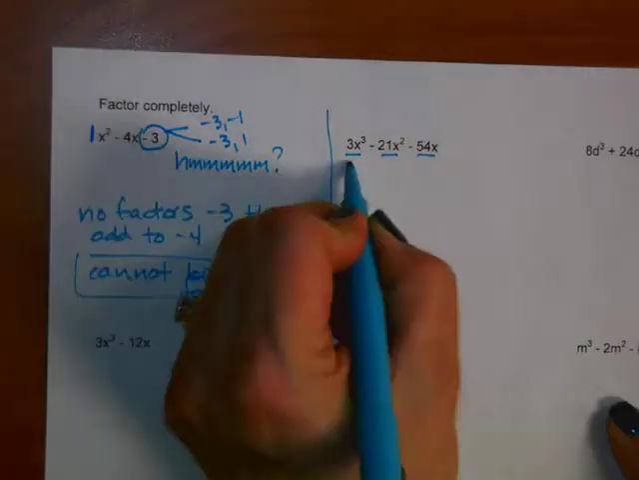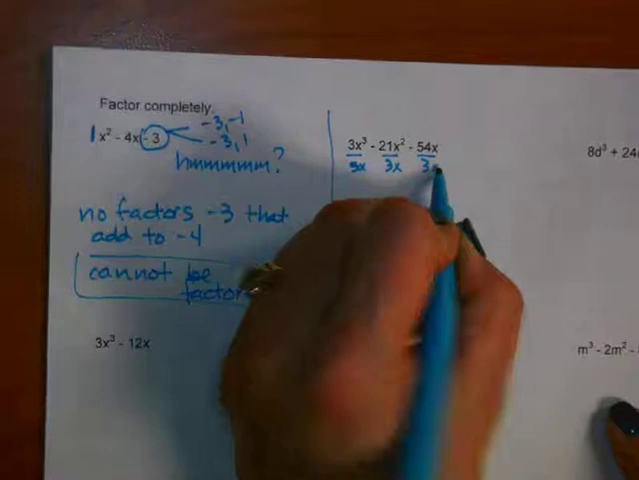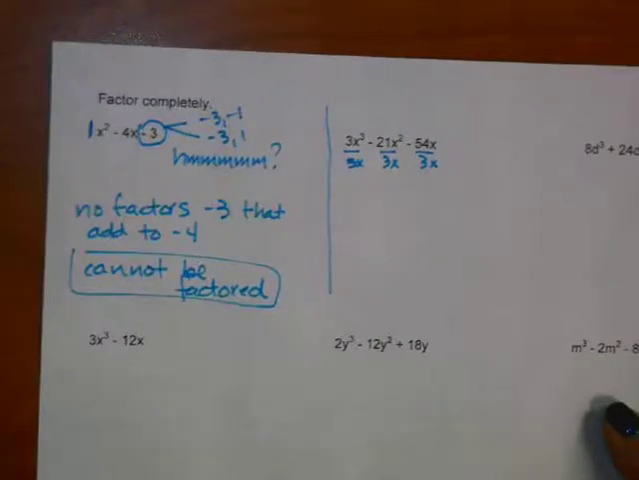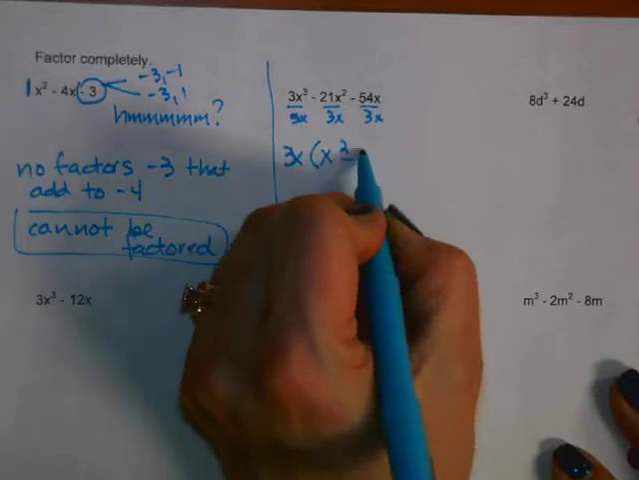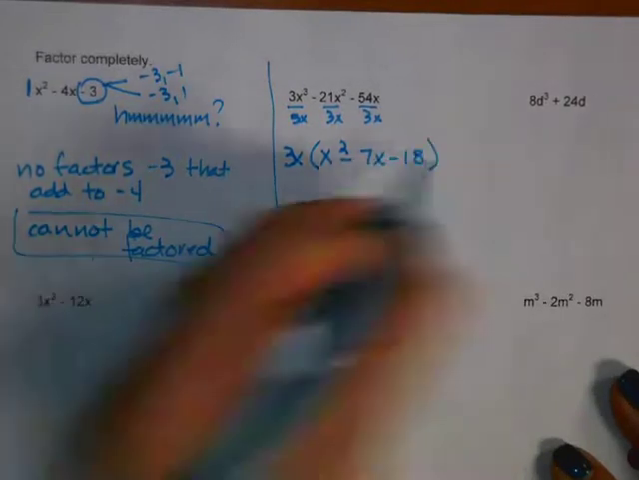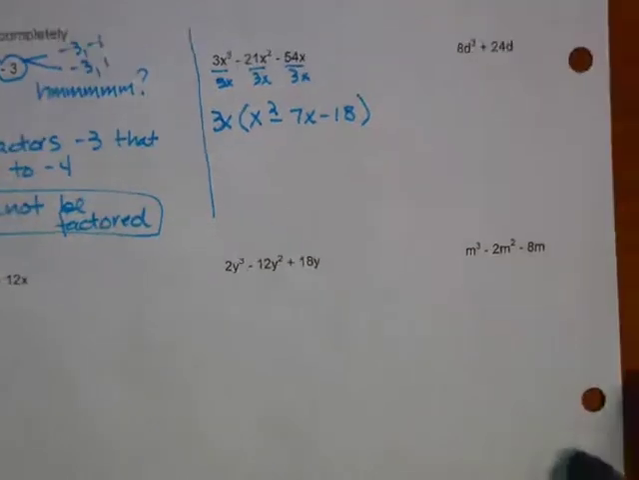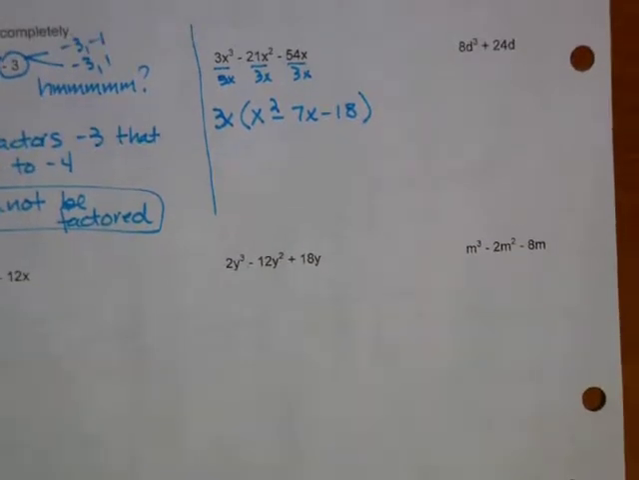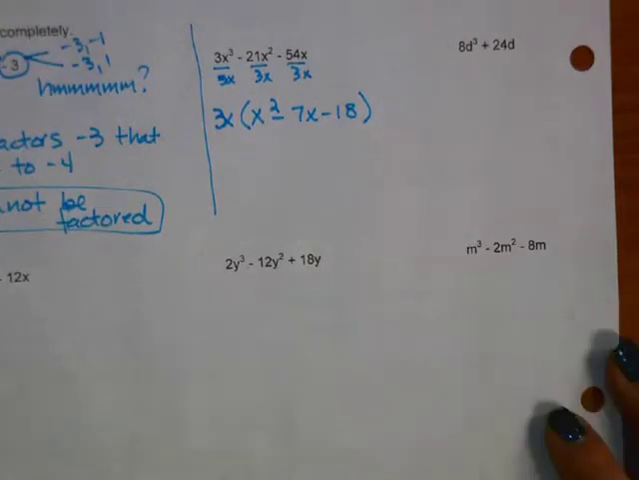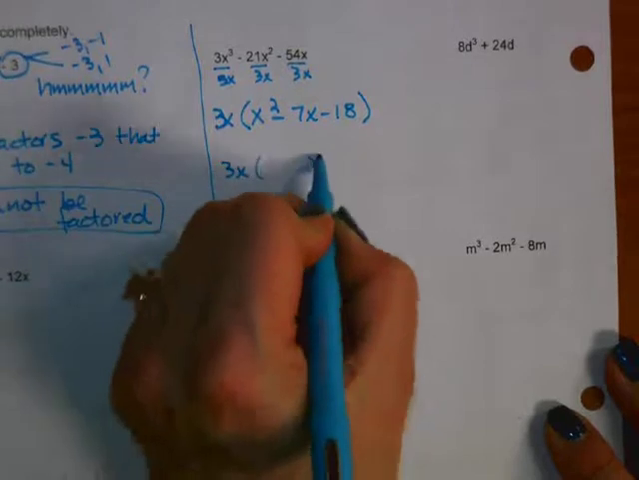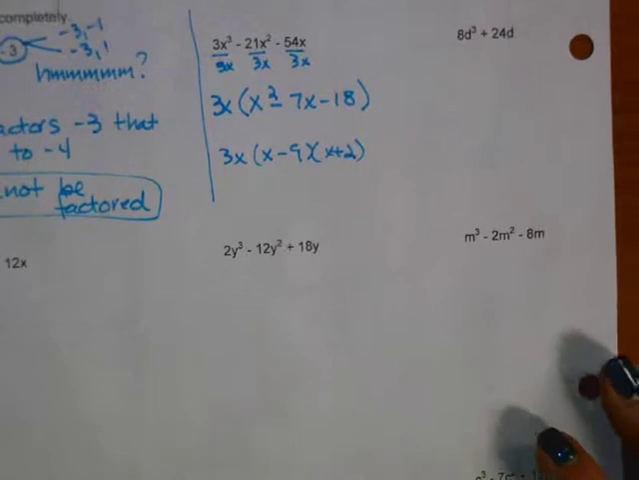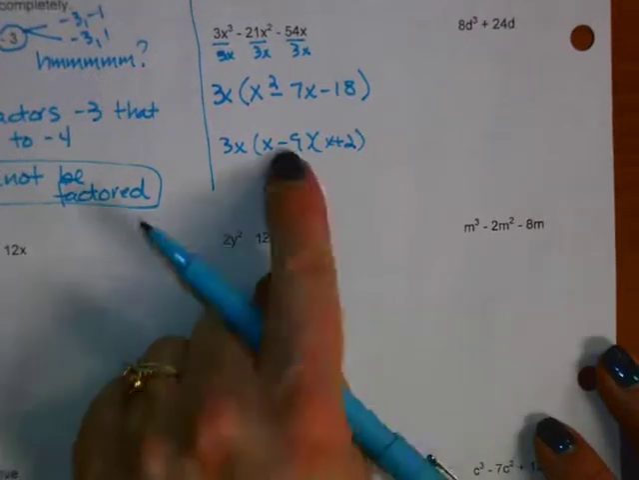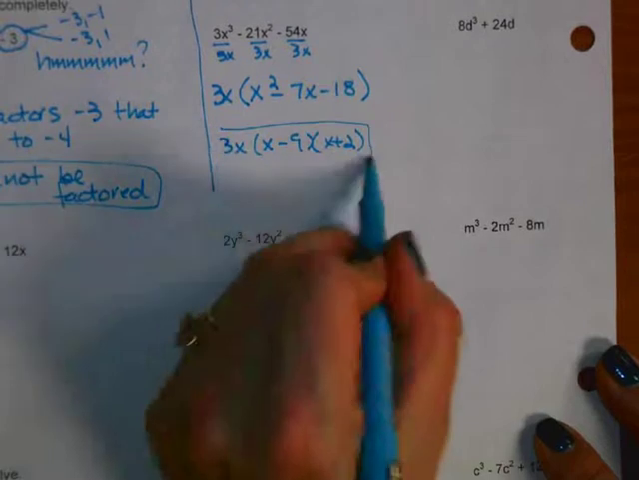So I'm going to pull out a 3x from each of those. And I'm left with x squared minus 7x minus 18. 18 is not a perfect square, so I'm not going to use the special pattern. I'm going to use a box or a diamond. And we're not going to spend time doing that. I'm just going to tell you what it is because I can do it in my head. It's x minus 9 and x plus 2. And then you're done. You factored completely. I can't do anything else to these. That's as far as I can go.